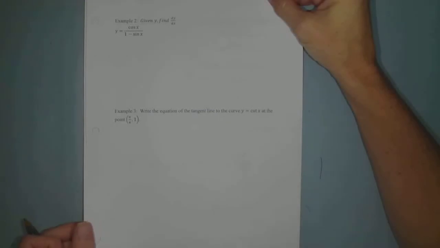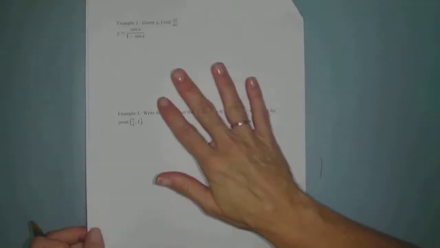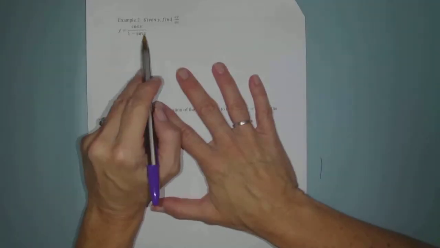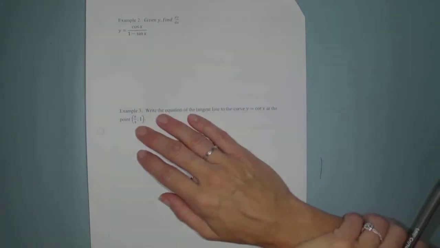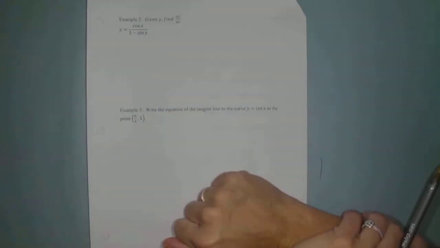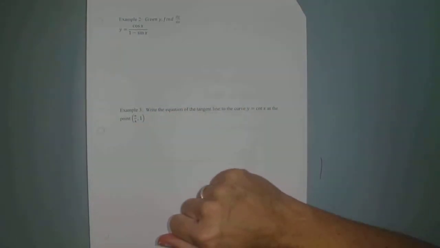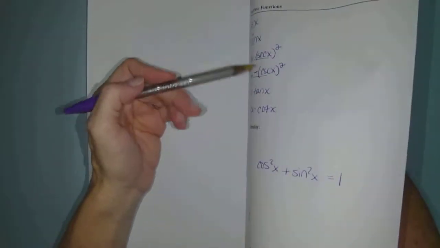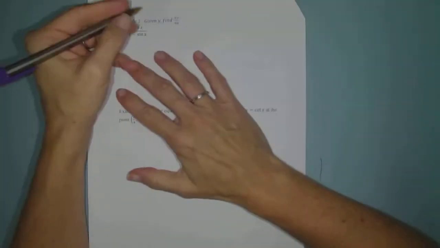Okay, flip it. Example 2. Given y, find dy/dx. Now, you've got some trig going on here, clearly. But more than that, you have a quotient rule. So the overriding rule is the quotient rule. Within the quotient rule, you'll have to look back at your derivatives for sine and cosine. Okay, so here we go.